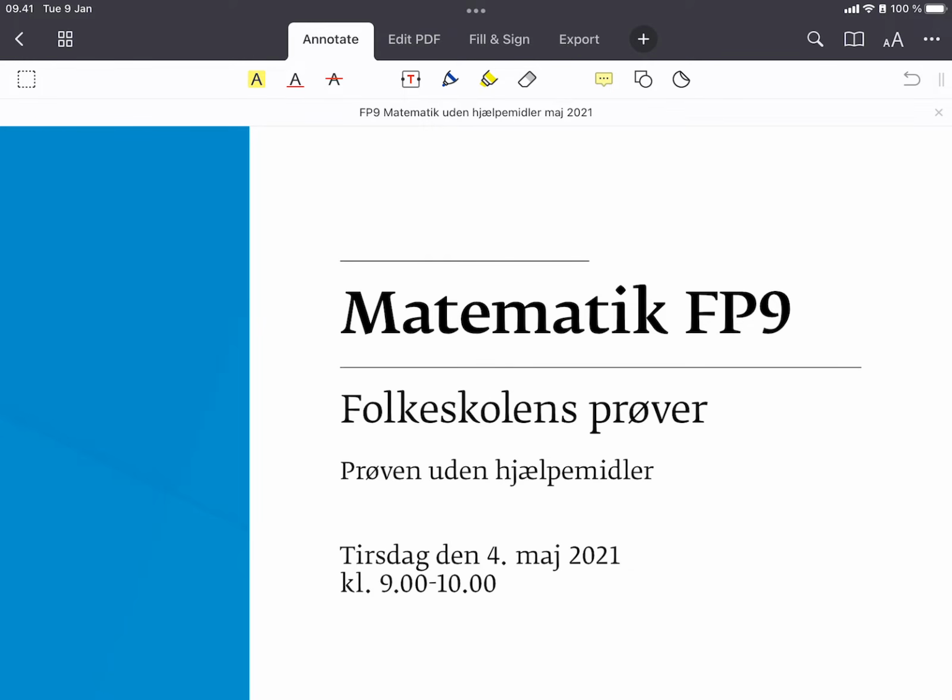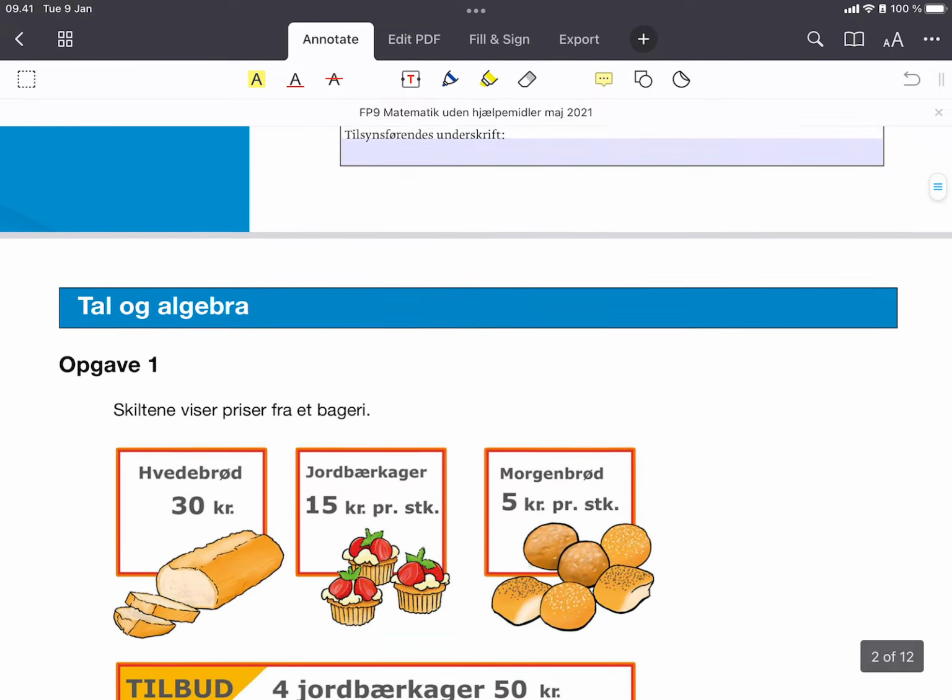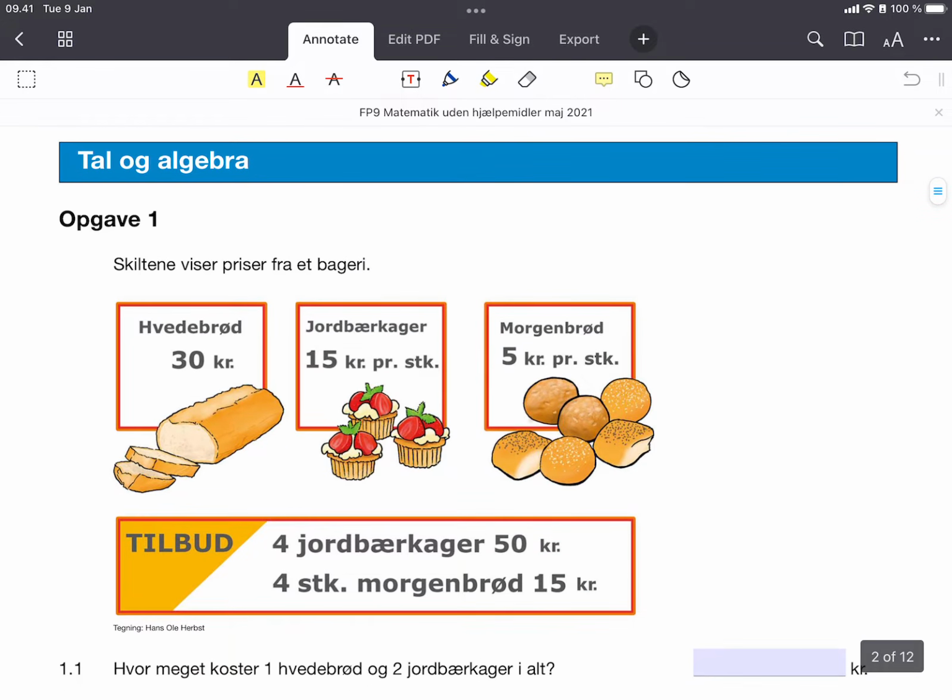So we're going to look at the May 2021 Danish afgangsprøve, the school leaving exam for 15-16-year-olds, and it's the 1 hour paper. So that's the paper that consists of 50 short questions, no calculators, no books allowed. First section, number and algebra.